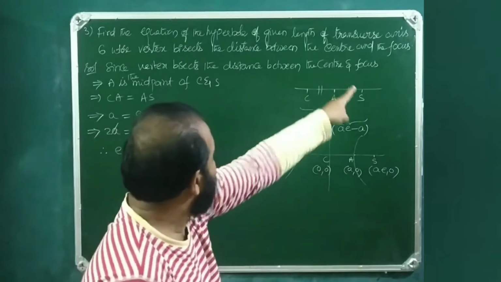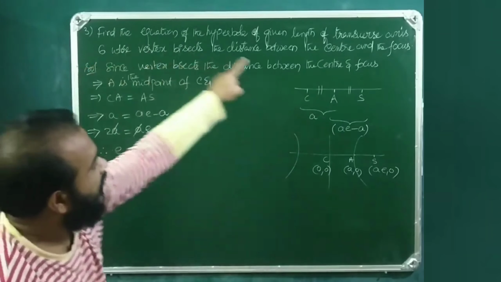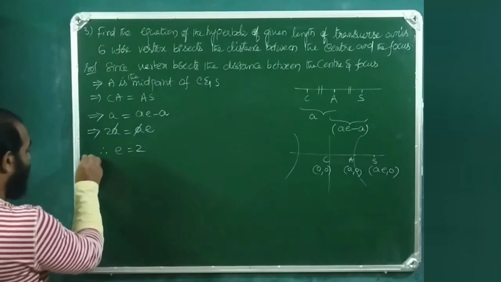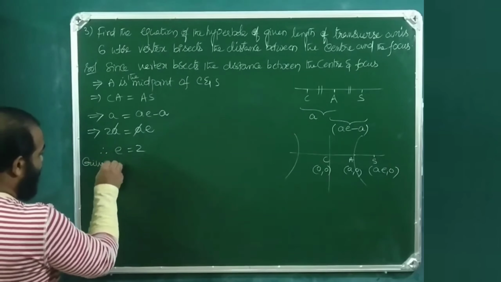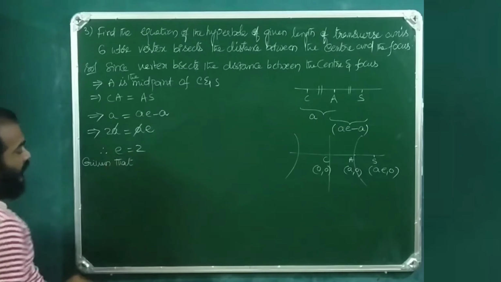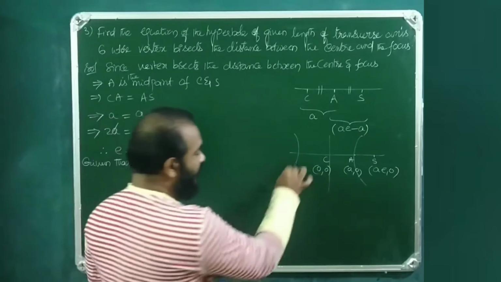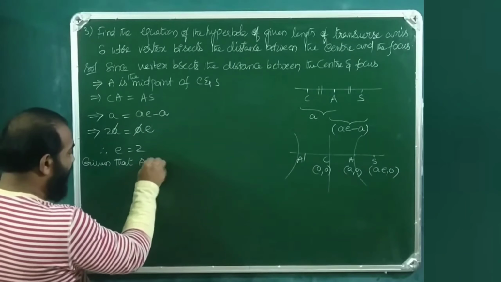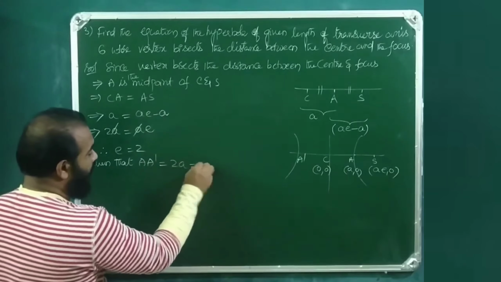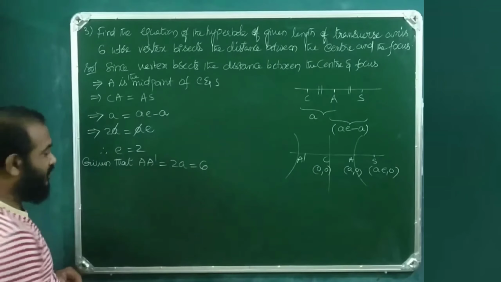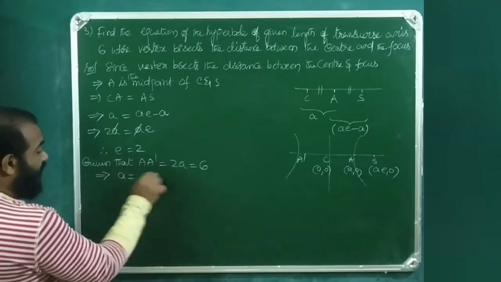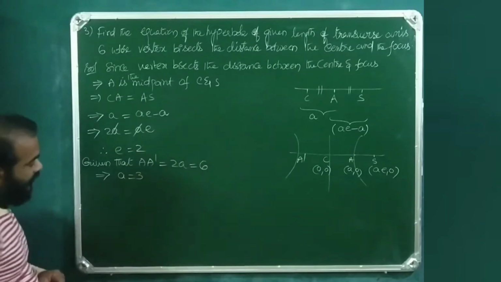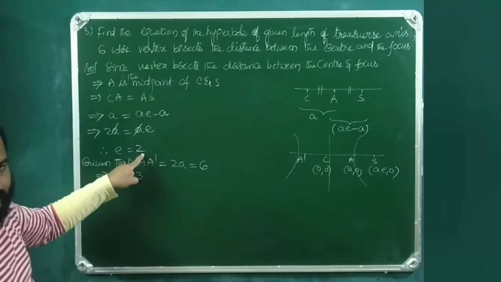Given that the length of the transverse axis is 6. The length of the transverse axis means 2A, which is given to be 6. From this, A is equal to 6 by 2, which is 3. So we have A and E.